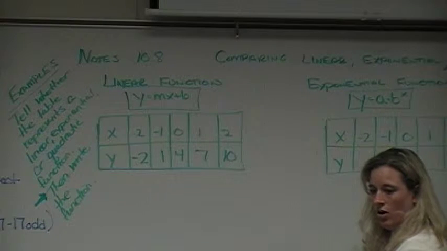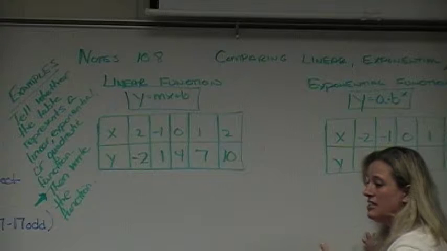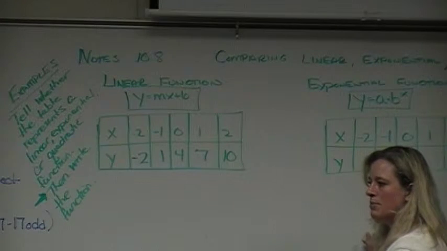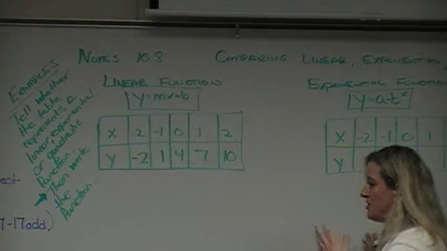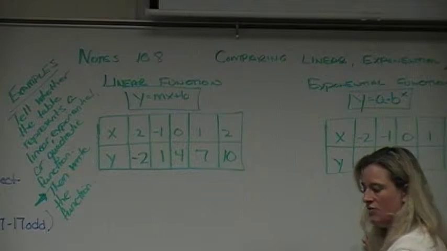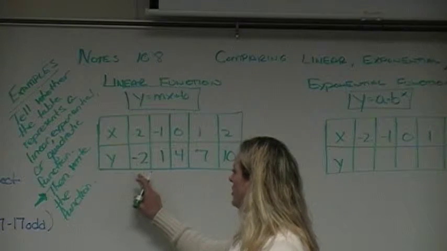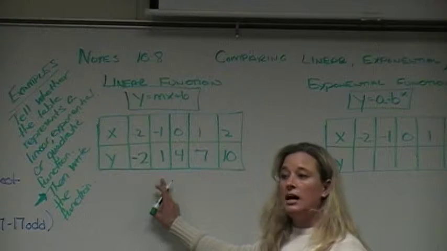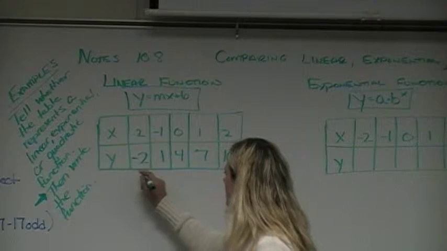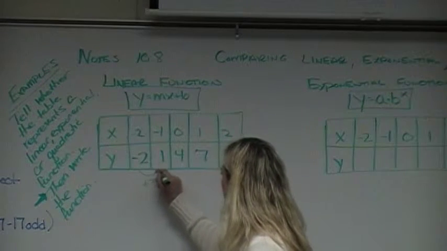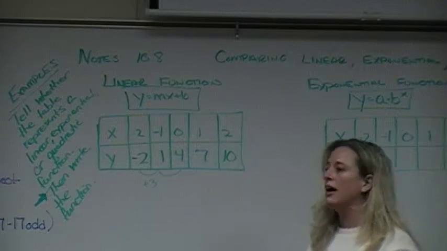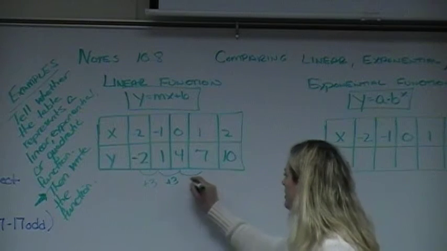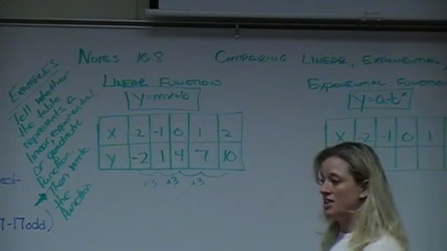What I do first of all is I ask myself, is there a constant increase or constant decrease with my y values? Am I adding or subtracting the same number to all my y values? Let's see if it happens. What do I need to do to -2 to get 1? Add 3. Am I adding 3 again to get 1 to 4? Yes. Am I adding 3 to 4 to get 7? Yes. Am I adding 3 to 7 to get 10?